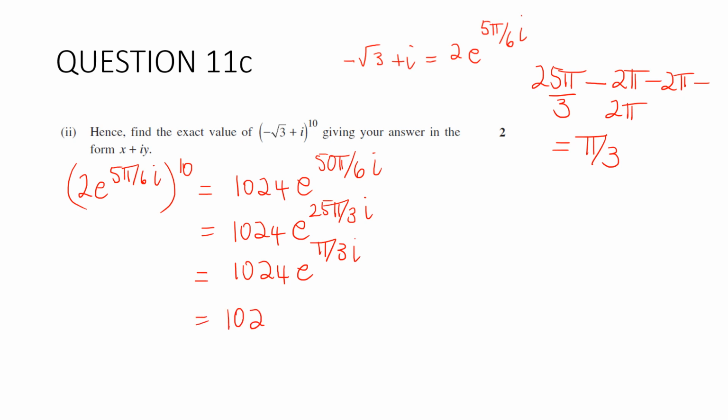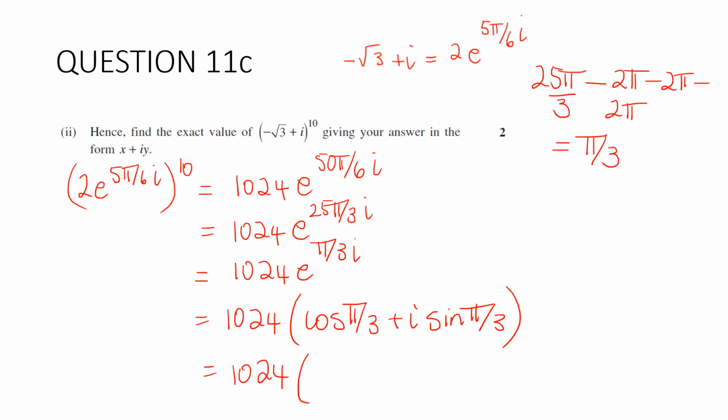Now this is equal to cos pi on 3 plus i sin pi on 3, equals 1024 times, cos pi on 3, that's cos 60, that's a half, plus sin 60 is root 3 on 2, equals 512 plus 512 root 3 i.